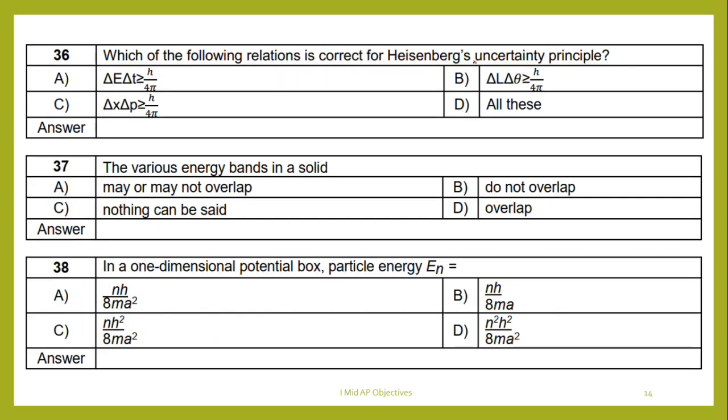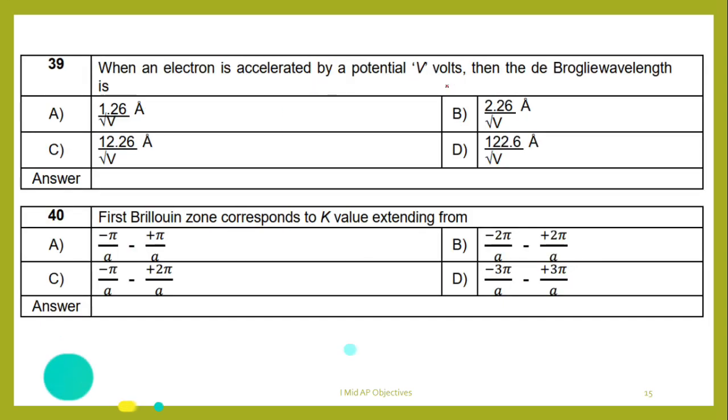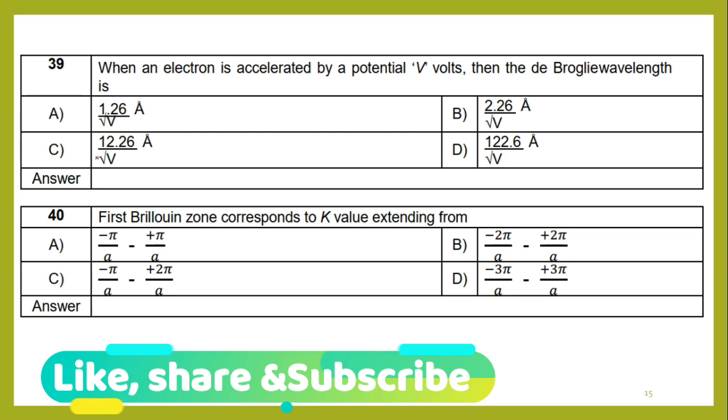Which of the following relations is correct for the Heisenberg uncertainty principle? Delta E into delta t is greater than or equal to h cut by 2. Delta L by delta theta is greater than or equal to h cut by 2. Delta x delta p is greater than or equal to h cut by 2. All of these. The various energy bands in solids may or may not overlap. In a one-dimensional potential box, the particle energy is n square h square by 8 m a square. When an electron is accelerated by a potential of V volts, the de Broglie wavelength is 12.26 angstrom by root V.